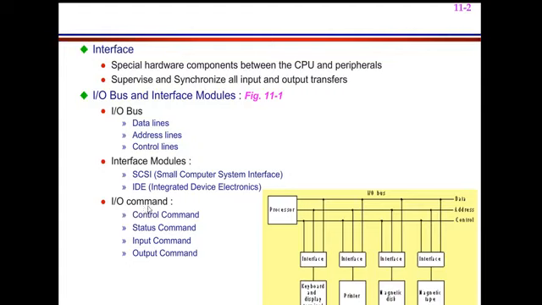We require I/O commands to give commands to my interface module. The type of command the I/O module will generate is a control command. What do you mean by control command? A control command is used to control the functionality of your input and output device, and how you are going to control it. Next, we have the status commands.